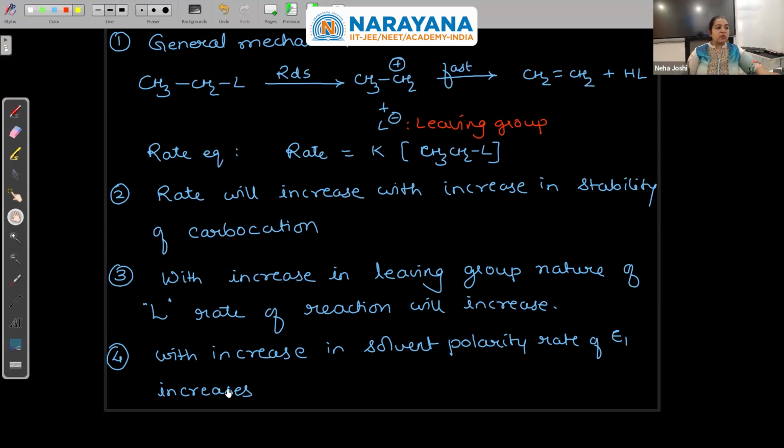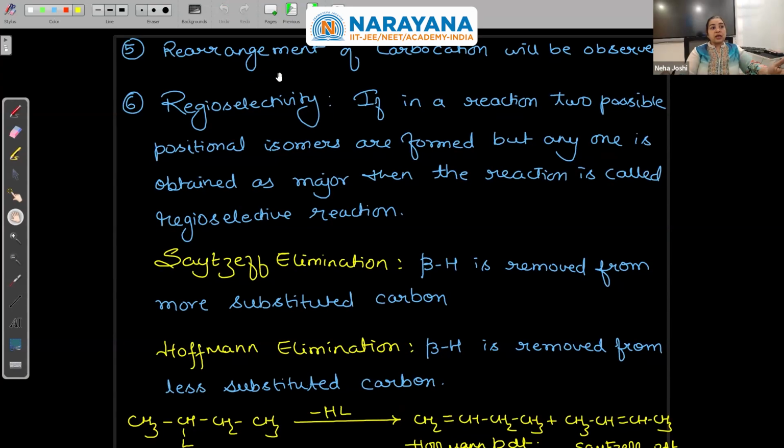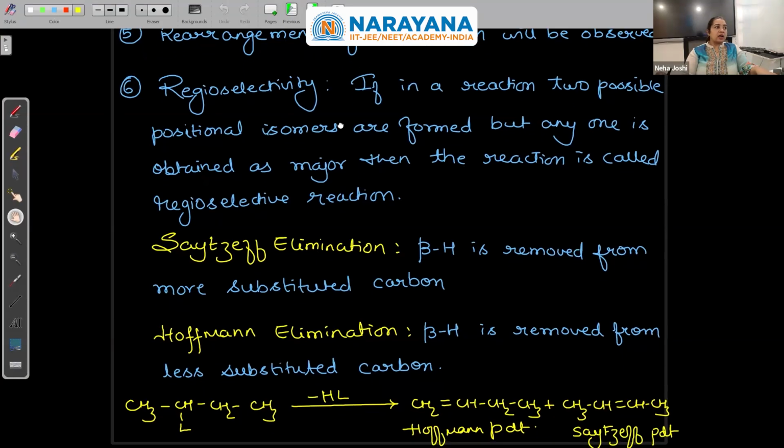With increase in solvent polarity, the rate will increase because the species involved are ionic. Therefore, the more polar the solvent, the faster and better this RDS will be. As a complete carbocation is involved, you will definitely have rearrangement of the carbocation in the reaction. You will observe the rearrangement of the carbocation.